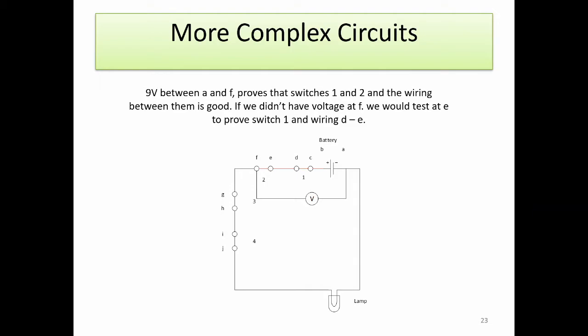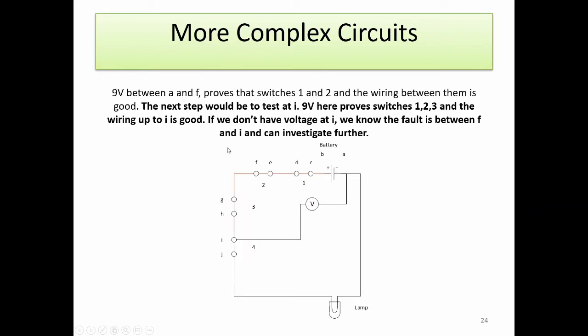So if we've got 9 volts between A and F, it proves that switches 1 and 2 and the wiring between them is good. If we didn't have voltage at F, we could test at E on the input to that switch, and that would prove whether switch 1 and the wiring up to E was good. Assuming that we were good at F, we've proved switch 1 and 2 and the wiring between them.